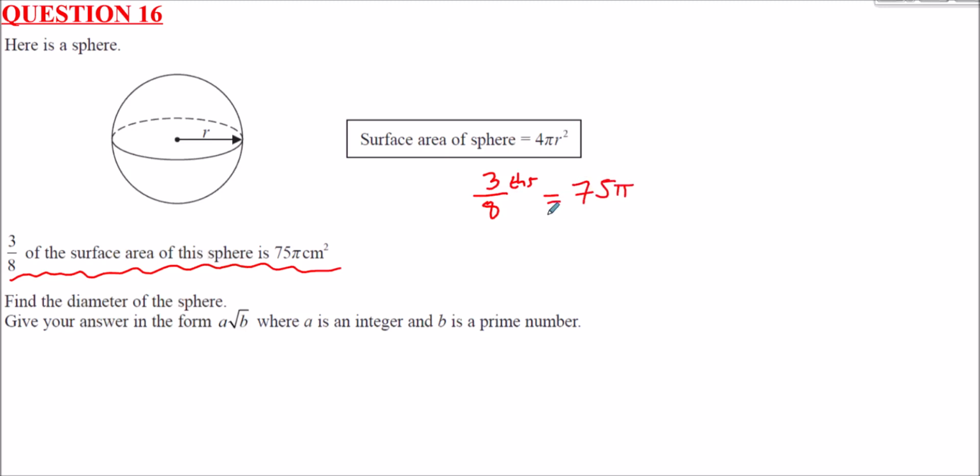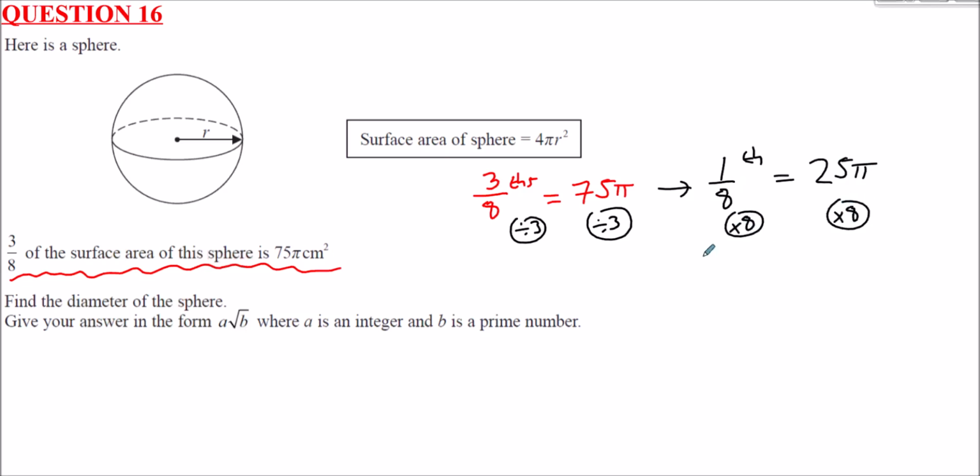Then we can scale up to find what the full surface area is. So 1/8 of the surface area will be 75 pi divided by 3. So 1/8 of the surface area is 25 pi. Therefore, multiplying both bits by 8, because 8/8 make a full one, we can see that the full surface area is 25 pi times 8, which is 200 pi.